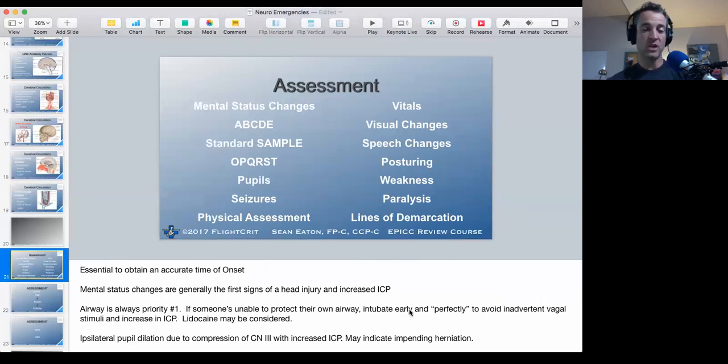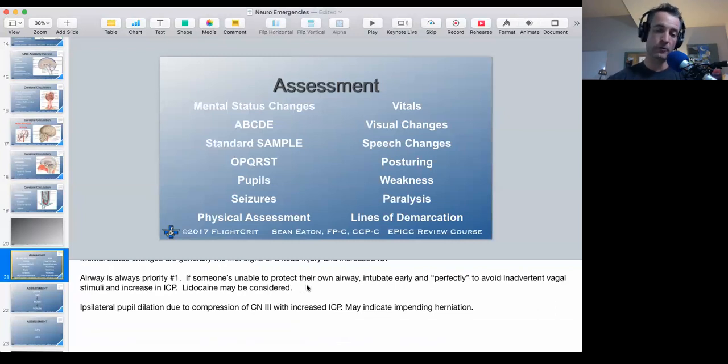Mental status change is generally the first sign of head injury and increased ICP. So even if they don't have a recent history of trauma, if there's any indication that maybe they are suffering from elevated ICP or a neuro problem from a spontaneous bleed, ask about mental status change. Or, the opposite would go: if somebody has this acute unexplained mental status change, it could be from a spontaneous bleed.